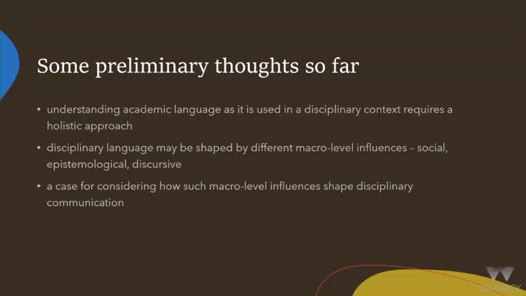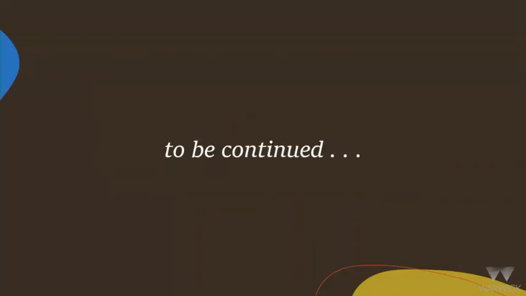Second point is disciplinary language may be shaped by different macro level influences, social, epistemological, discursive, and there is a case, I think, for considering how these types of macro level influences shape disciplinary communication. As I said, it's very much just a work in progress. I probably need to find some more articles and develop this a bit more, but that's where I am at this stage. So it's to be continued.